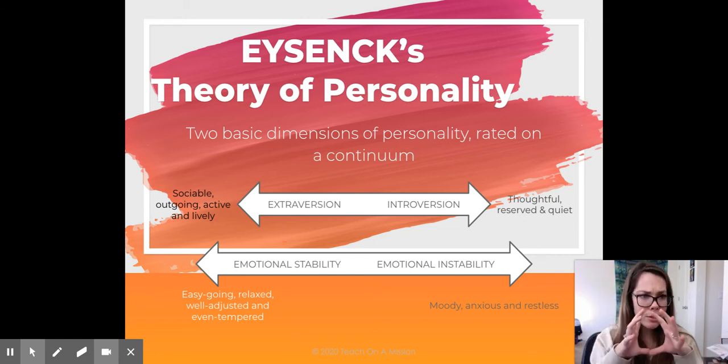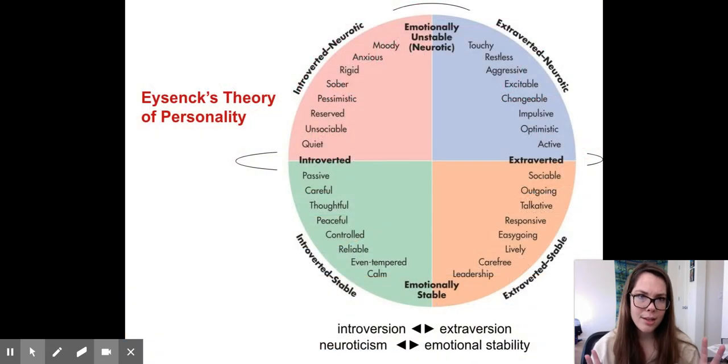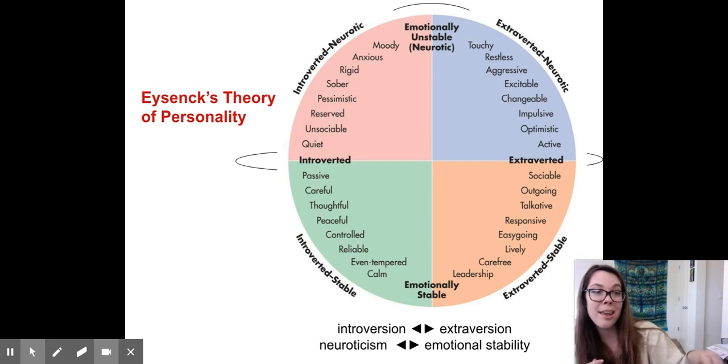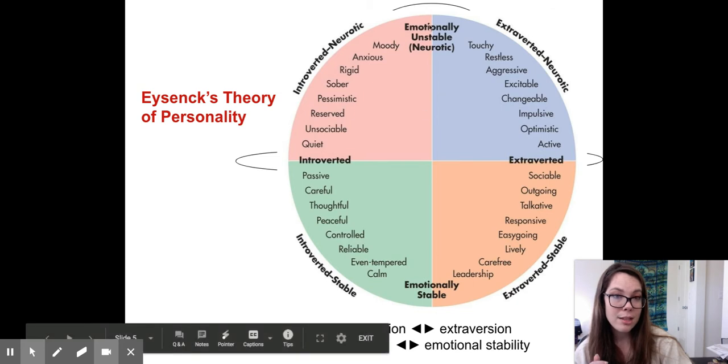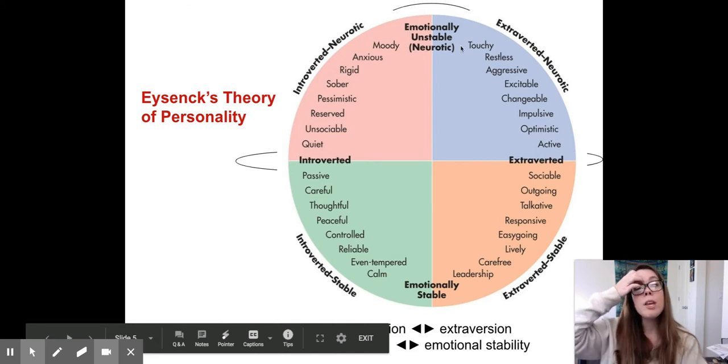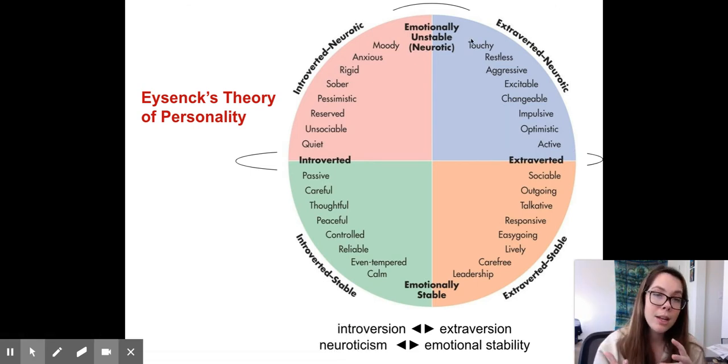And so what this looks like in Eysenck's realm is this. You don't have to copy this down. Maybe in your notes you just want to draw a little pie and just see. You see how emotionally unstable to emotionally stable is going this way, and then introverted to extroverted is going this way. We call emotionally unstable neurotic, but you can still just say emotionally unstable, and we all know it's the same thing.